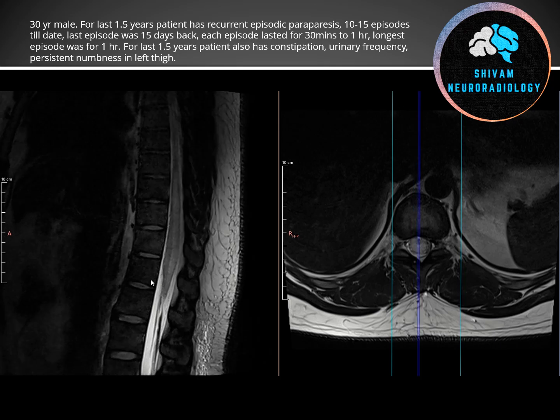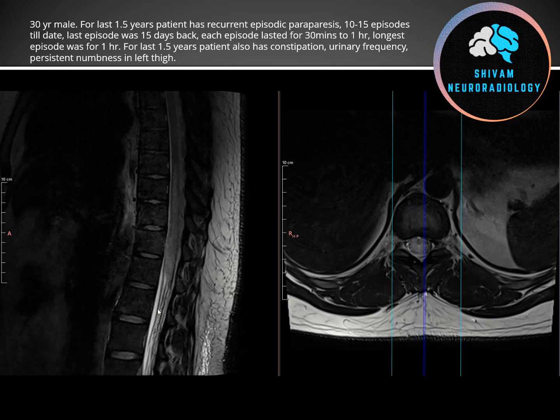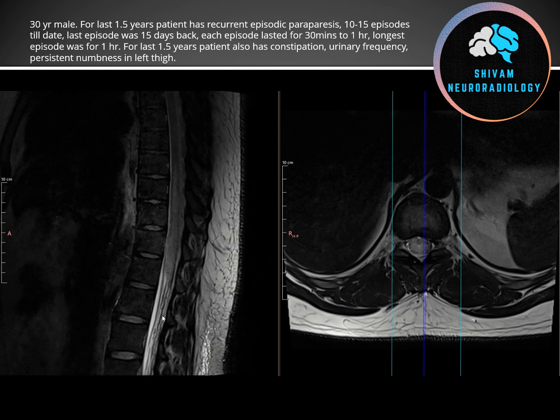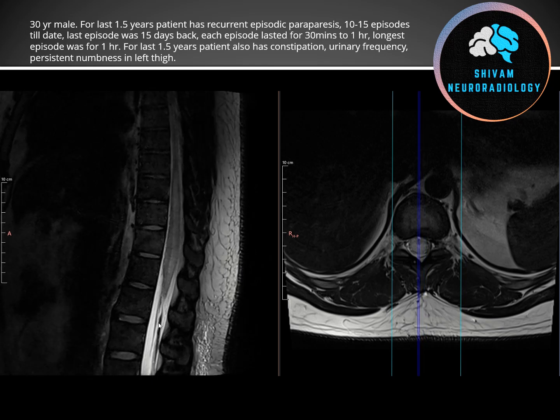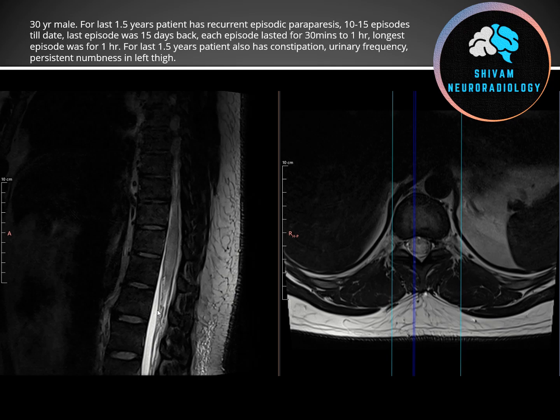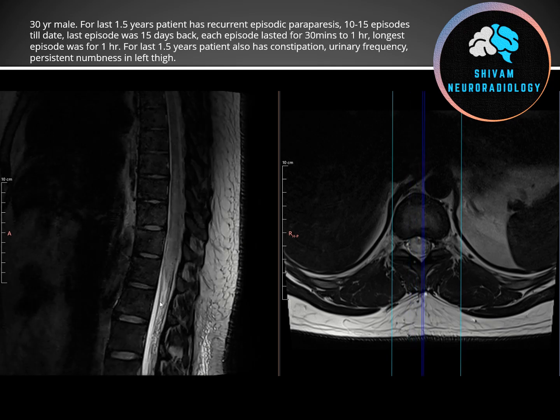So here, this is the FIESTA sequence. On the FIESTA sequence, I'm able to appreciate in the thecal sac, just below the conus level, this corkscrew kind of arrangement. Multiple small flow voids are there along the conus area extending into the thecal sac. This is a very important and subtle finding to appreciate. Unless you do this sequence properly, you may not be able to appreciate this abnormality.